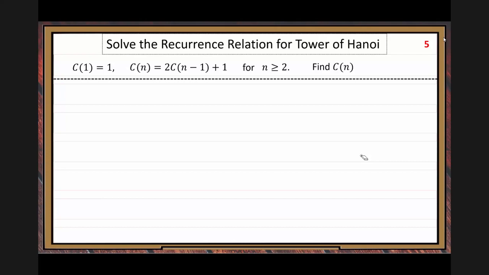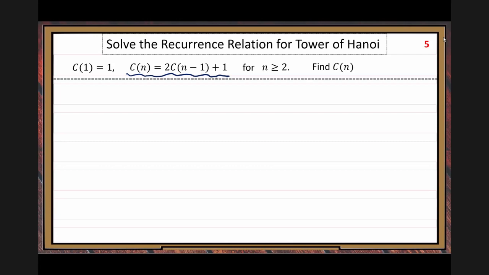But we didn't solve it, remember? So we derived that recurrence relation. The main equation is this: C of n, the count of the number of moves, equals 2 times C of n minus 1 plus 1. From our pseudocode, we can get this recurrence relation. Okay, then the base case.